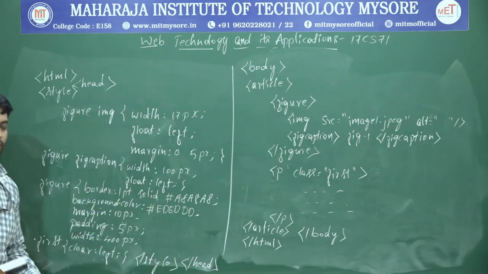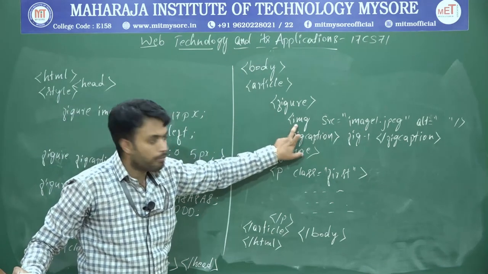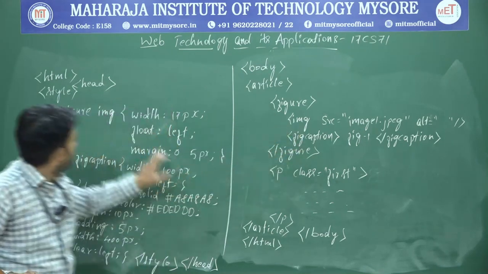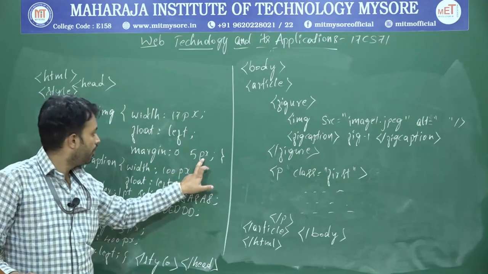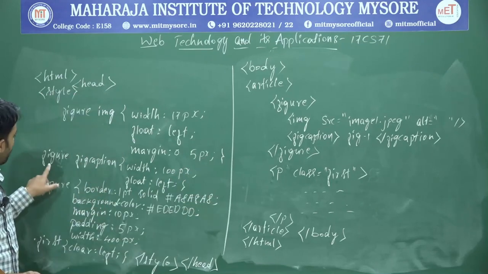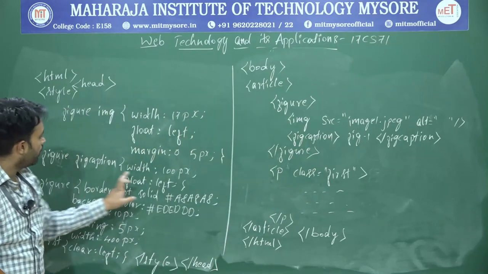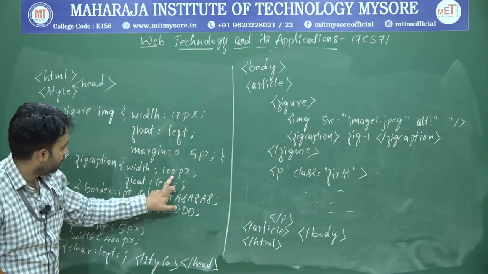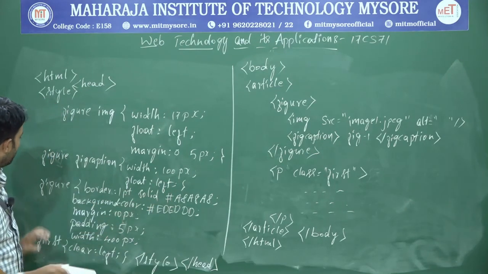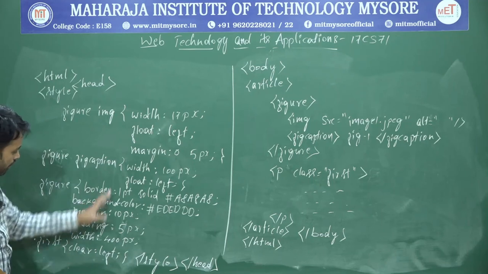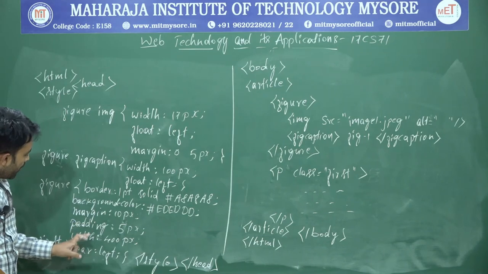Now for the figure image, that means within that figure we have an image. For this image I have written width, float left, and margin 0 and 5 pixels. And within figure again we had this caption, so for that caption I have given style with width 100 pixels, float left. So that's it. Next for figure, again border, background color, margin, padding and width.